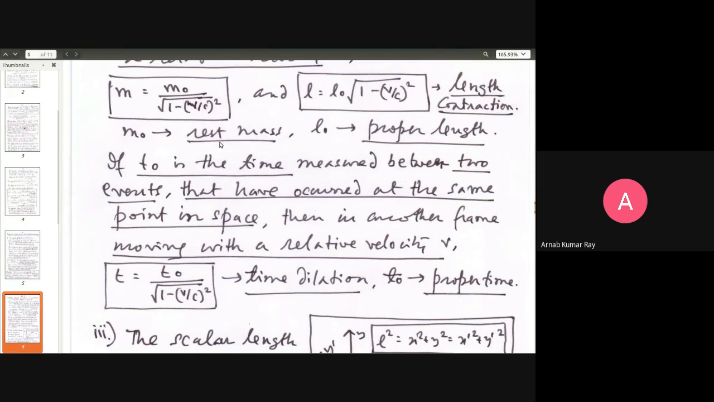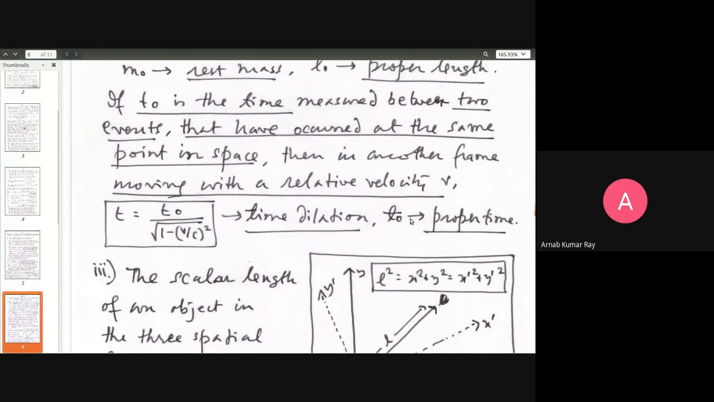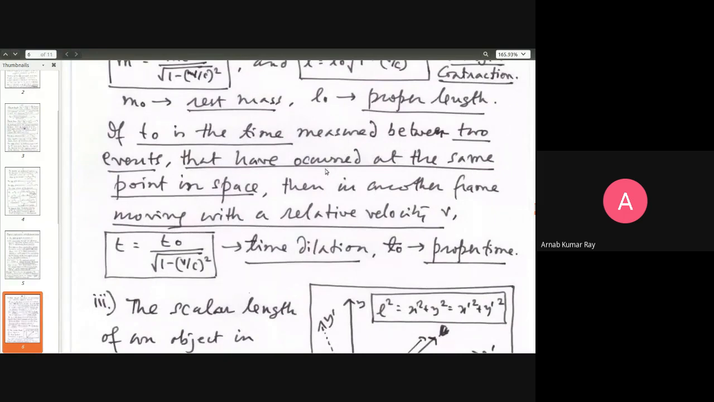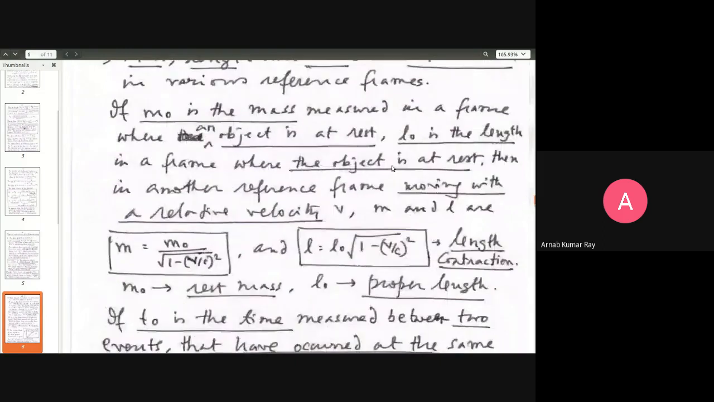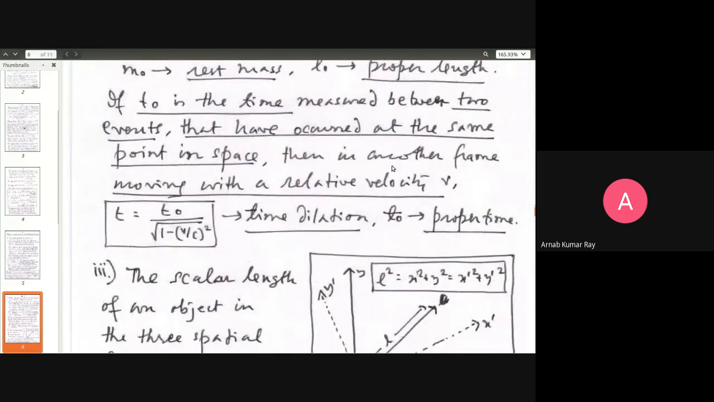So as you can see, you have rest mass, you have proper length, and you have proper time. Rest mass is where the object is at rest and the mass has been measured accordingly. Proper length is where the object is in a frame of reference where the object is at rest and the length has been measured accordingly. Proper time is the time that has happened between two events that have occurred at the same point in space. So all these three quantities, mass, length, and time, will vary as you go from one frame of reference to another.